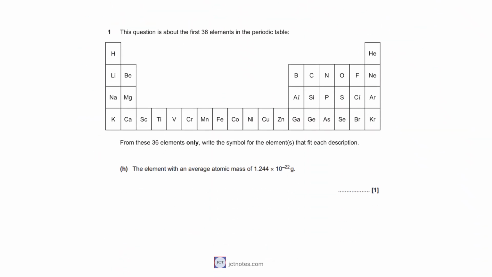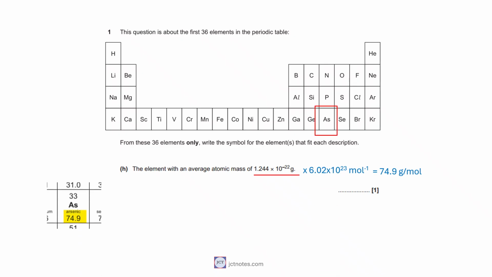In question H, we are asked for the element with an average atomic mass of 1.24 times 10 to the power of minus 22 grams. If we multiply this number by the Avogadro number, we get a value of 74.9. Looking at the periodic table from the data sheet, we find that this value corresponds to arsenic. The answer is arsenic.